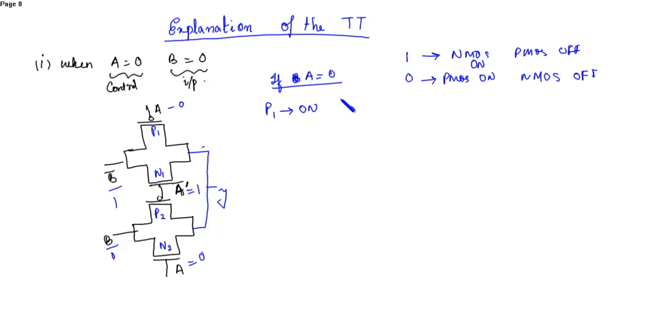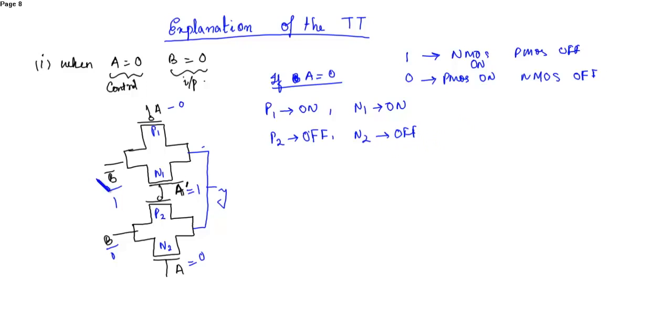So here P1 will turn on and here A bar is 1, so N1 will also turn on. Here P2 is 1, so P2 will turn off. And here at N2, 0 is applied, so N2 will turn off.